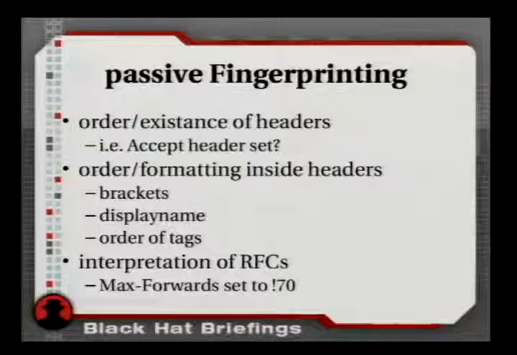So for passive fingerprinting, what do you do? You just look at the headers you're getting in response. Like, does a certain header actually exist? What's the order of headers? What does the formatting look like? The RFC is pretty loose on some stuff, and companies tend to implement it in different ways.